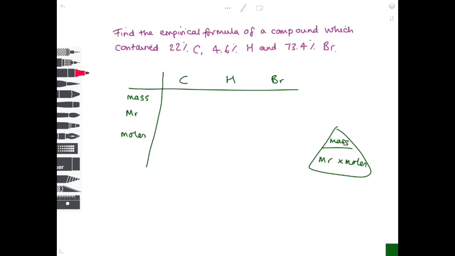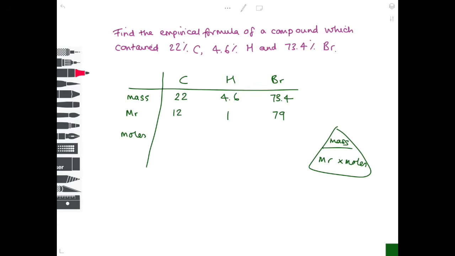Now notice, even though it's given percentages, because it's a ratio, really you can ignore the percentages and pretend that those are the masses, which is why I'm now going to put the mass of carbon as being 22. Hydrogen is 4.6 and bromine is 73.4. Now use your periodic table to find their MRs. Carbon is 12, hydrogen is 1 and bromine is 79. And then looking at our formula triangle, we see to calculate the moles, we simply do mass divided by MR.